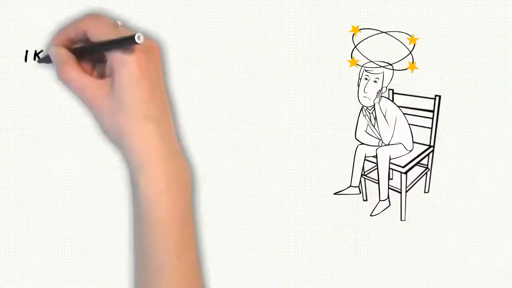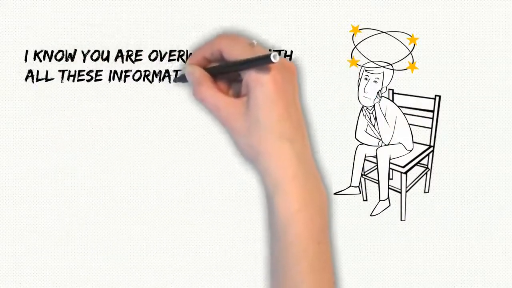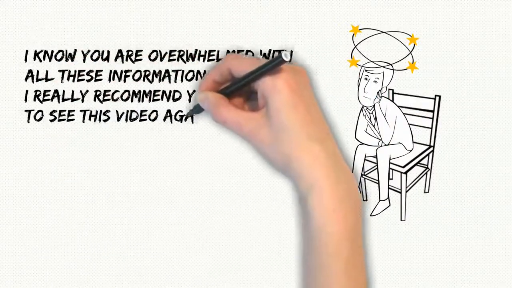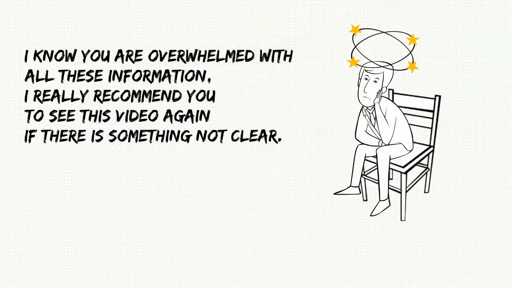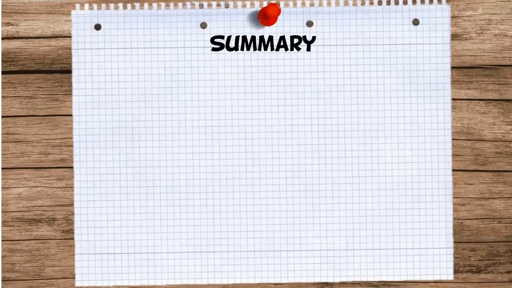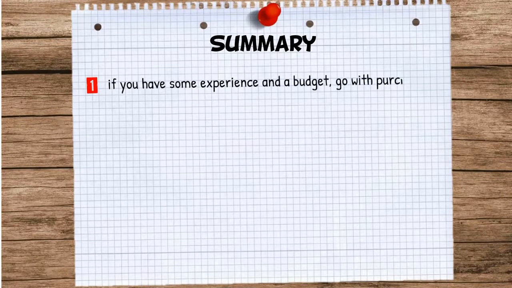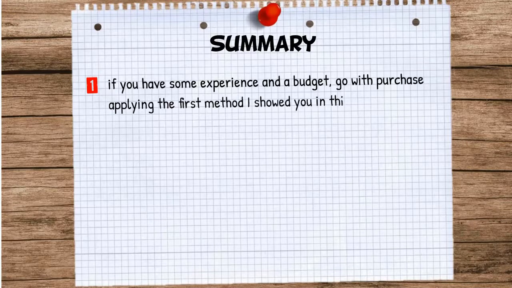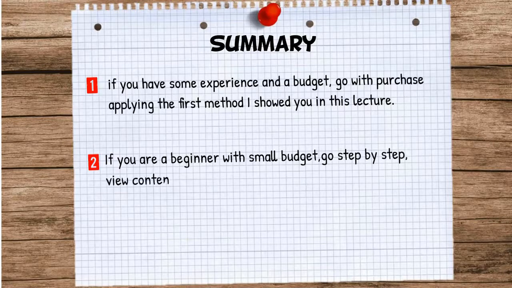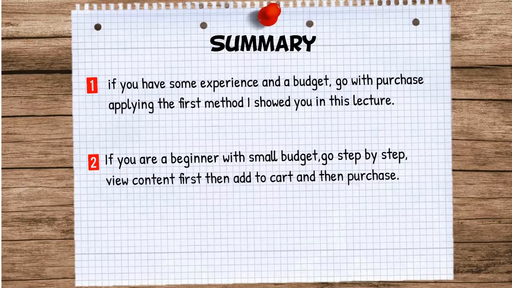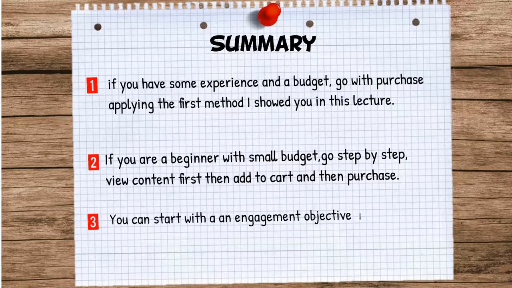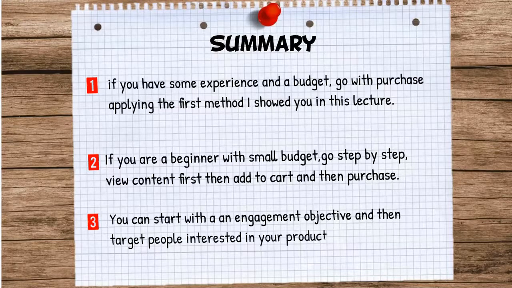I know you are overwhelmed with all this information. That's why I recommend you to see this video again if there is something not clear. So to sum everything up, if you have some experience and you have a budget, go with purchase and apply the first method I showed you in this lecture. If you are a beginner with a small budget, go step by step, view content first, then add to cart and then purchase. Or you can start with an engagement objective and then target people interested in your product again by using a conversion event.